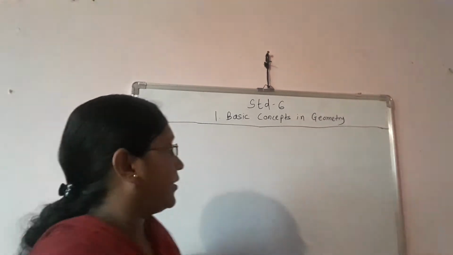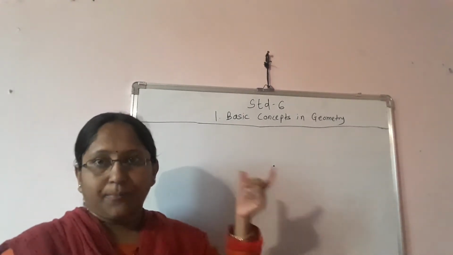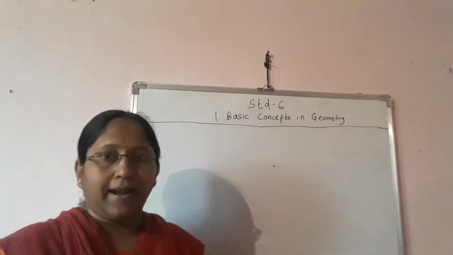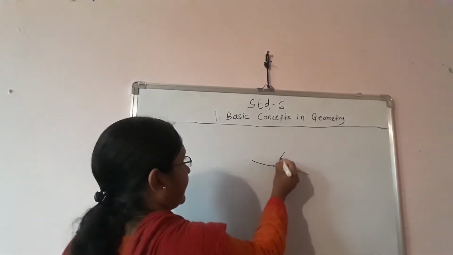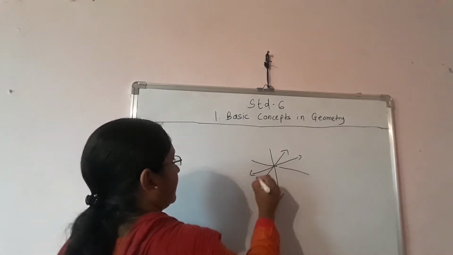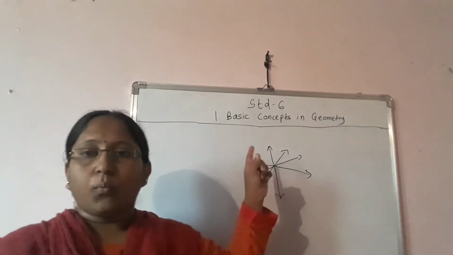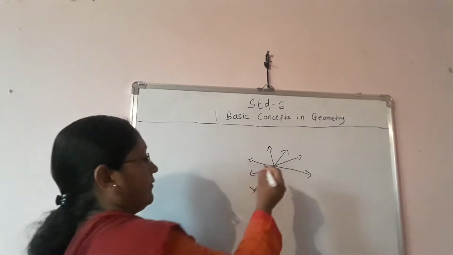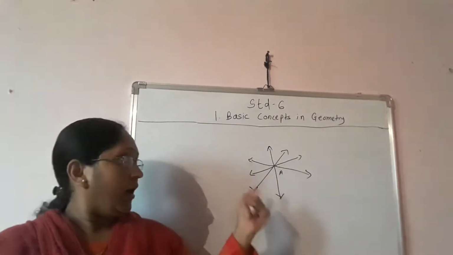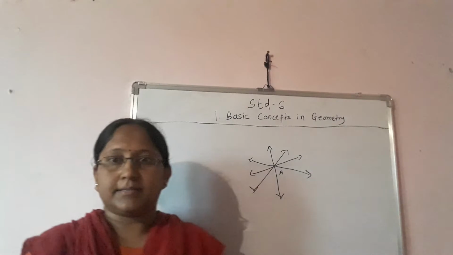See, if I put one dot, that dot we call a point, and from one point we can draw a number of lines. If I give that point the name A, from point A we can draw an infinite number of lines.